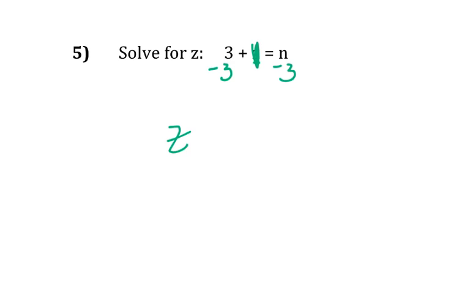So I'm going to have z, because this is gone, equals n minus 3. And that's all. You're done. You don't have to do anything else. You don't know what n is, so you can't take 3 away from it. And that's all you have to do. You don't have to write this one in set notation.